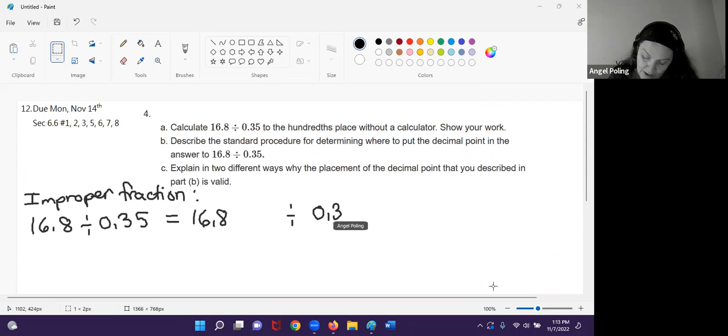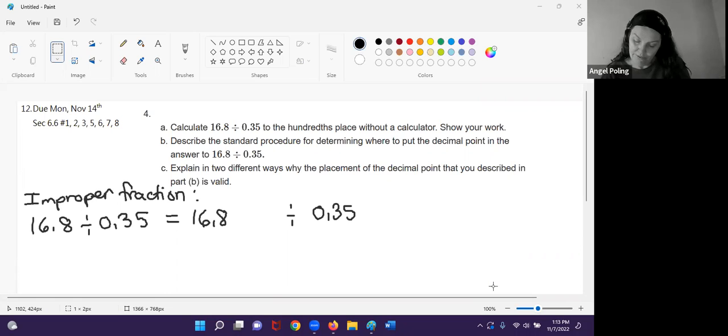And one thing we described was letting the 0.35 control the whole number that we ignored the decimal point to, right?